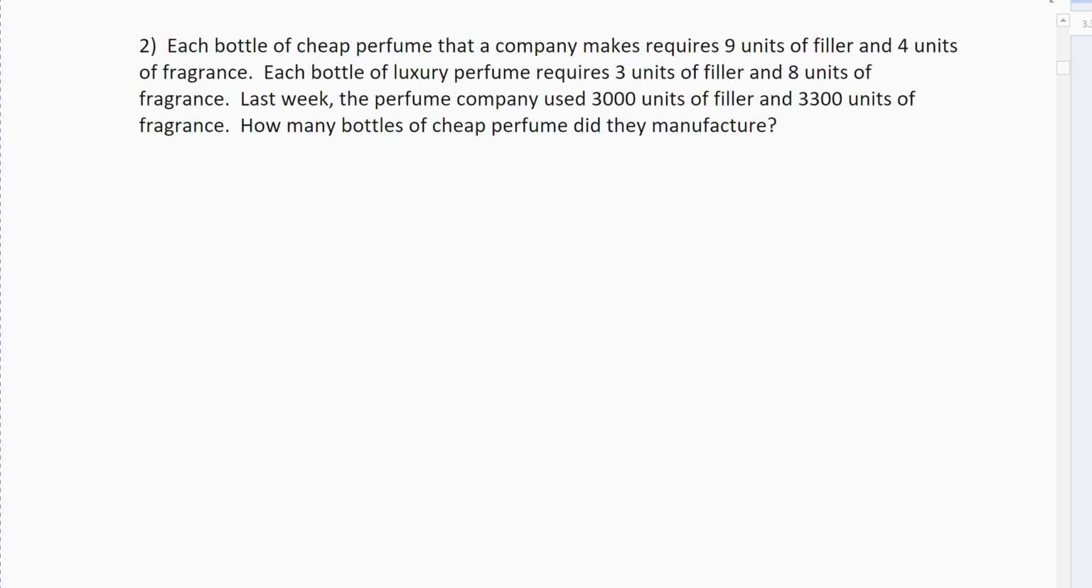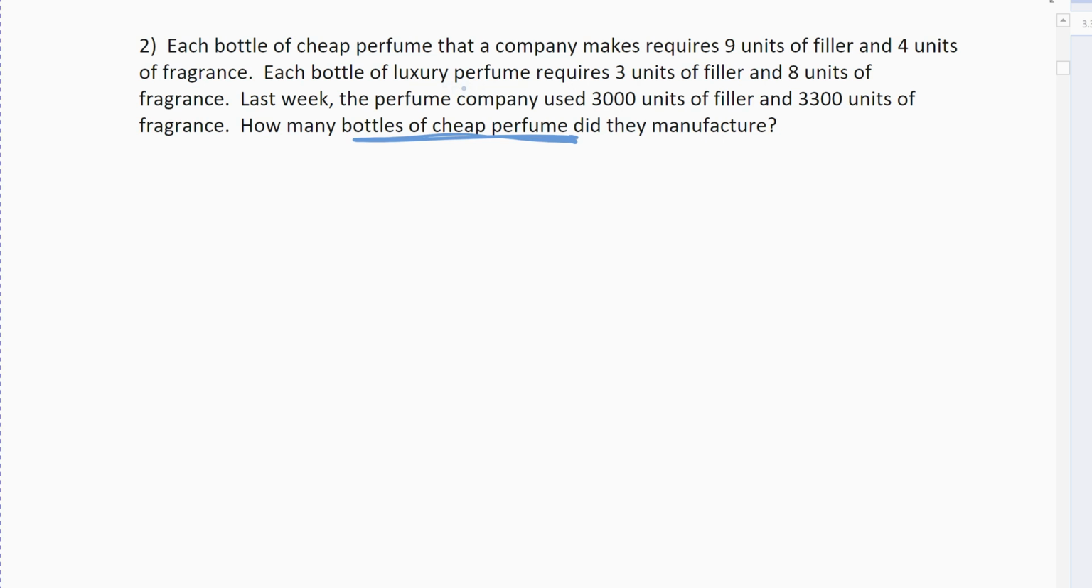Last week, the company used 3,000 units of filler and 3,300 units of fragrance. How many bottles of cheap did they manufacture? So I just want to know the bottles of cheap perfume. But I have to find both in order to get there, right? There's two things I don't know. I don't know how much of the luxury, and I don't know how much of the cheap. The final answer is the cheap, but I'm going to find both of them.